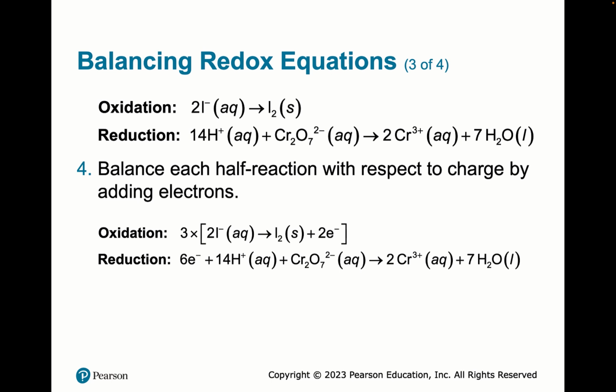And now, for 2 iodides forming an iodine, this is going to generate 2 electrons. And the dichromate going to 2 chromiums requires 6 electrons. So look at these electrons here. From that, you need to multiply the iodine reaction by 3. That way you're going to generate 6 electrons that the dichromate consumes. The lowest common denominator between 2 and 6 is 6, so you just need to multiply the top one by 3.